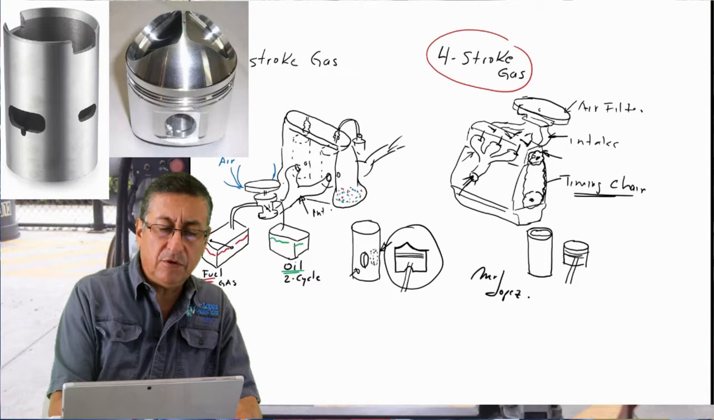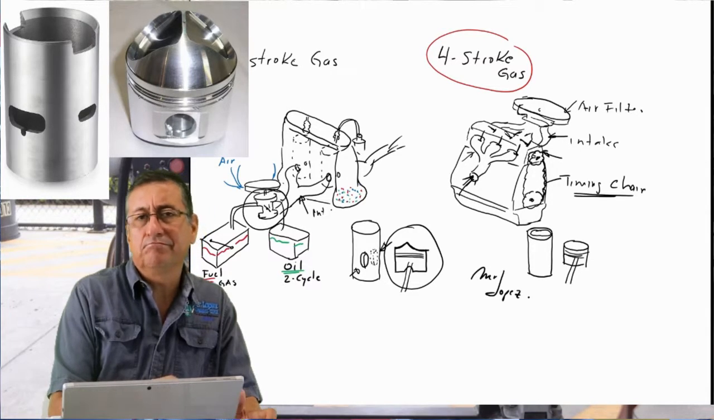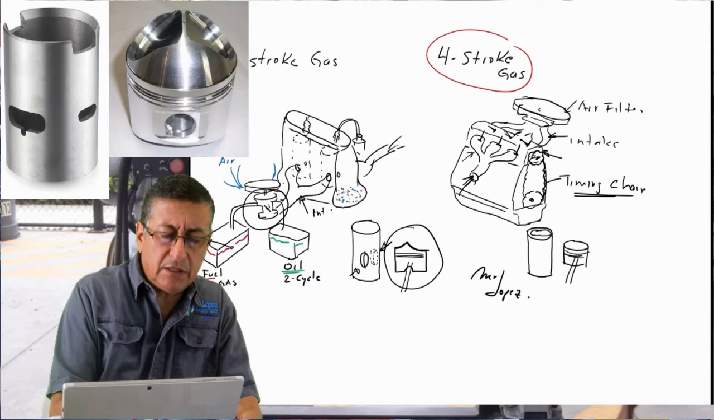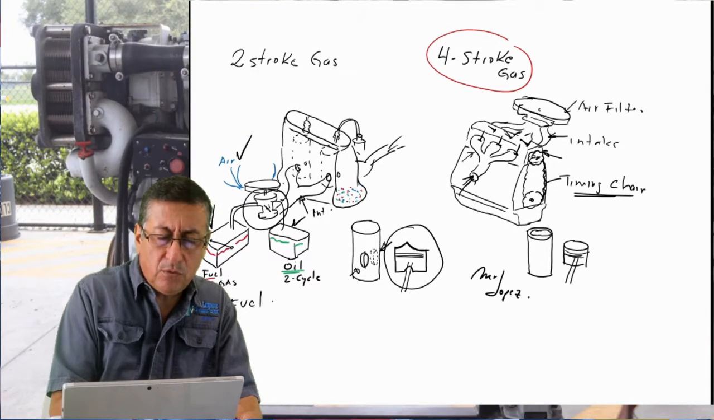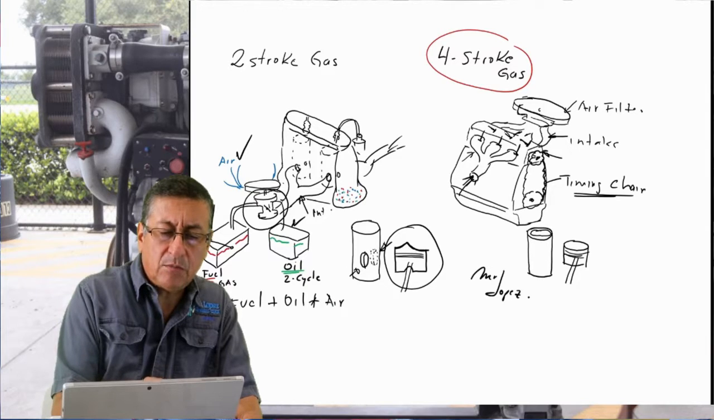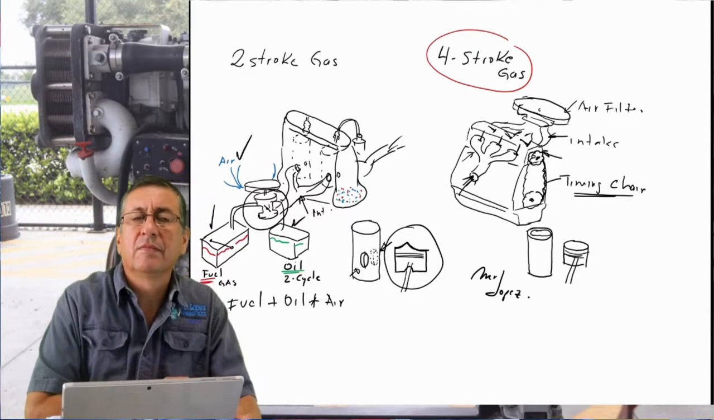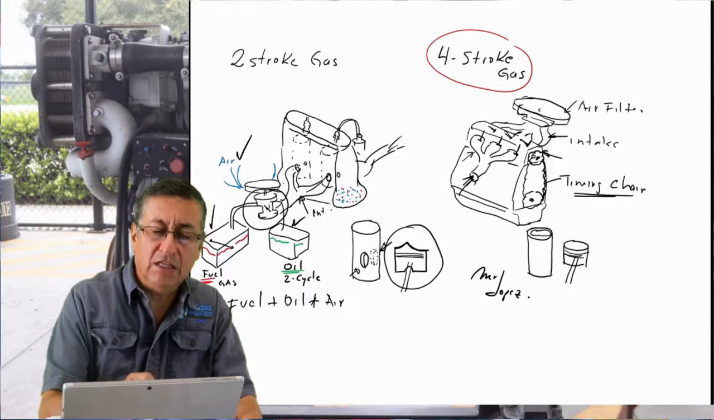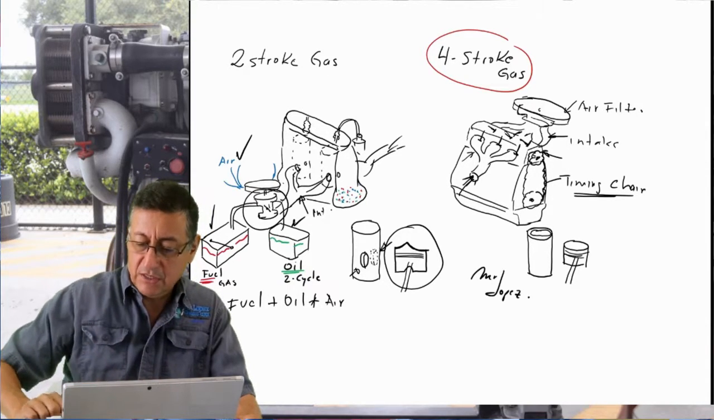And in the intake manifold, you have here the carburetor or throttle body, and the carburetor mixes the fuel, the oil and the air. You have fuel plus oil plus air entering the combustion chamber in the bottom, on one side of the holes. On the other side, you have the exhaust.